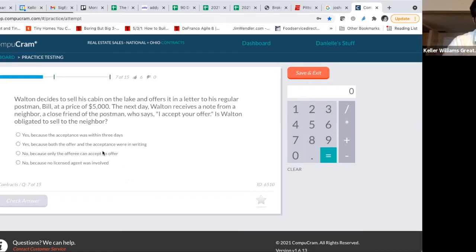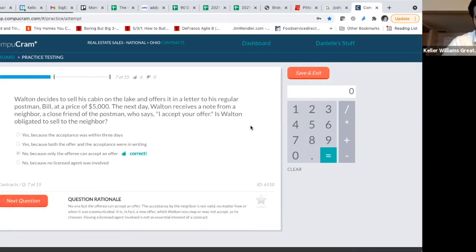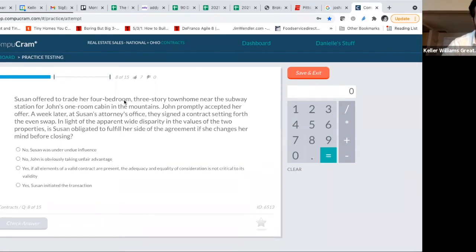Right, a lot of you guys say no, and you are right, because only the offeree can accept the offer. It is not a universal offering. It was an offering to the postman Bill, and Bill only. And so it doesn't matter how or where or when the neighbor communicates acceptance of Walton's offer, he cannot accept.